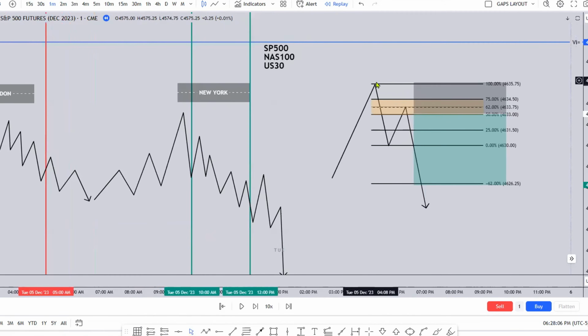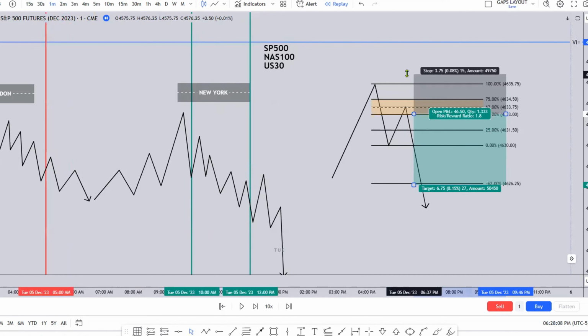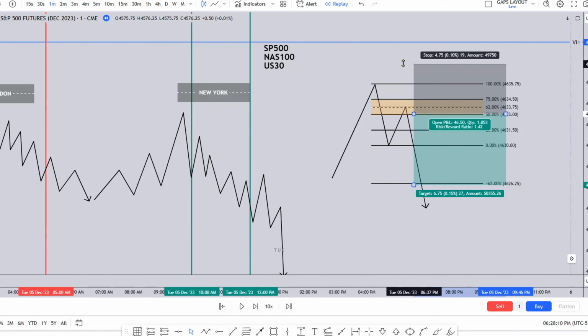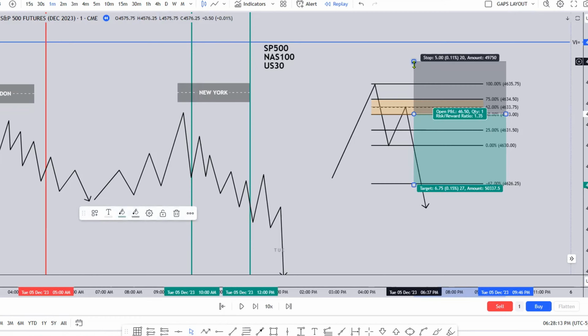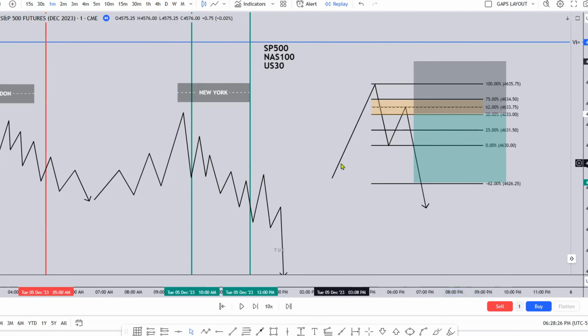Or if the stops are really high, the most I will risk is five points here, and then shoot for a 1 to 2. Always try to shoot for at least a 1 to 2, or a 1 to 1.5. 1 to 1 isn't bad either, because in the long run this is a scalping strategy, so you're going to be in more trades, but overall your risk to reward is going to be really good.